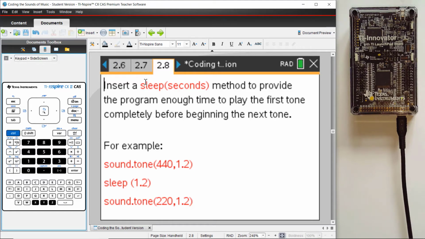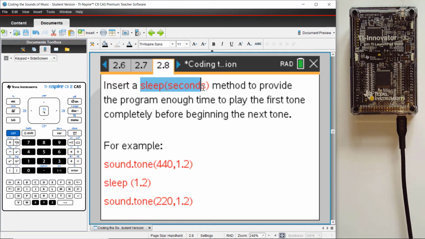If we insert a sleep method, this is a method that just pauses the execution or running of the Python program, and it takes an argument of how long to just sleep or do nothing in seconds. So if I were to take my example from the previous page, which is playing two separate notes, and I were to insert a sleep in between them, this will allow the first tone to complete before playing the second tone. So this sleep is essential when playing sequential tones.